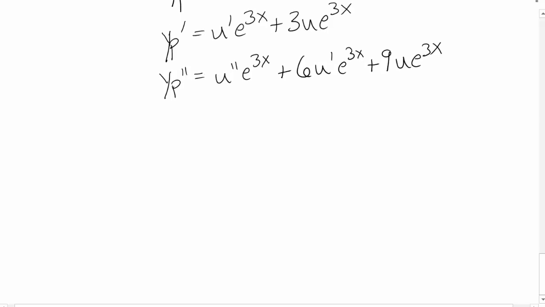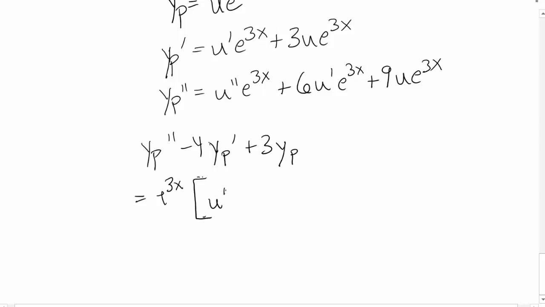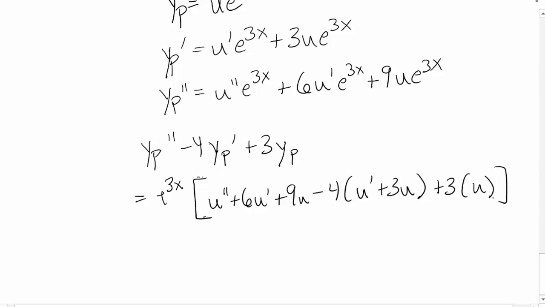If I plug that into the left side of the DE, which was the second derivative, minus 4 times the first derivative, plus 3 times my original guess, and factor out that e to the 3x, I'm going to end up with u double prime plus 6u prime plus 9u, minus 4 times u prime plus 3u, plus 3 times u.